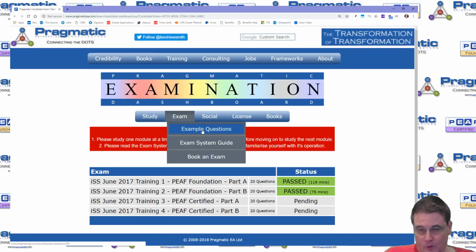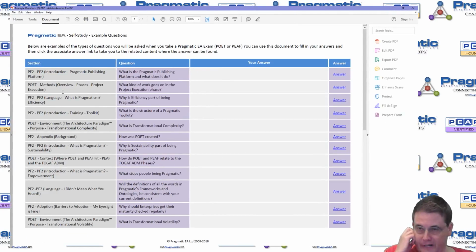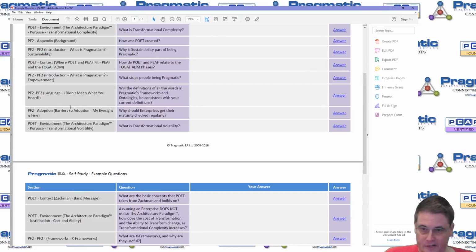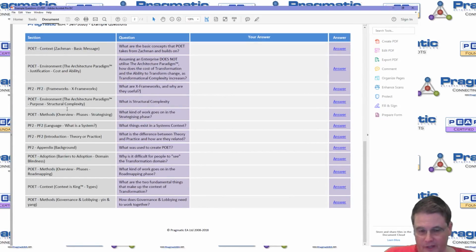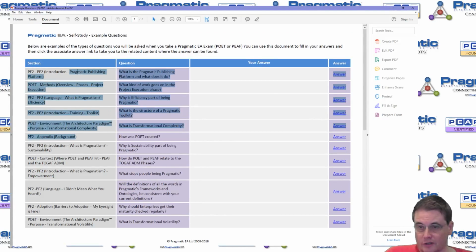There are some example questions here, so if I click on this, it will download a PDF. These are just some example questions. There are around about 20 questions in each of the exams. These aren't questions in any of the exams, but they're examples. It gives you the section that we're talking about, and then the question, and a place for you to answer.